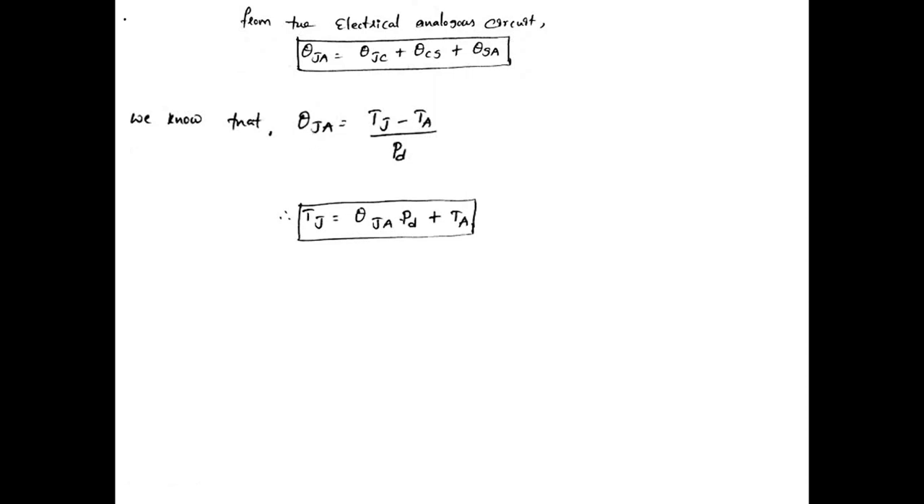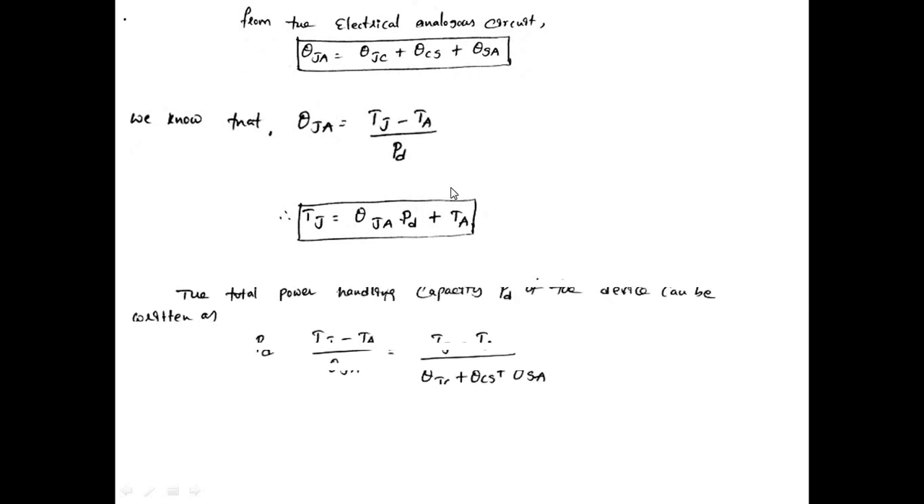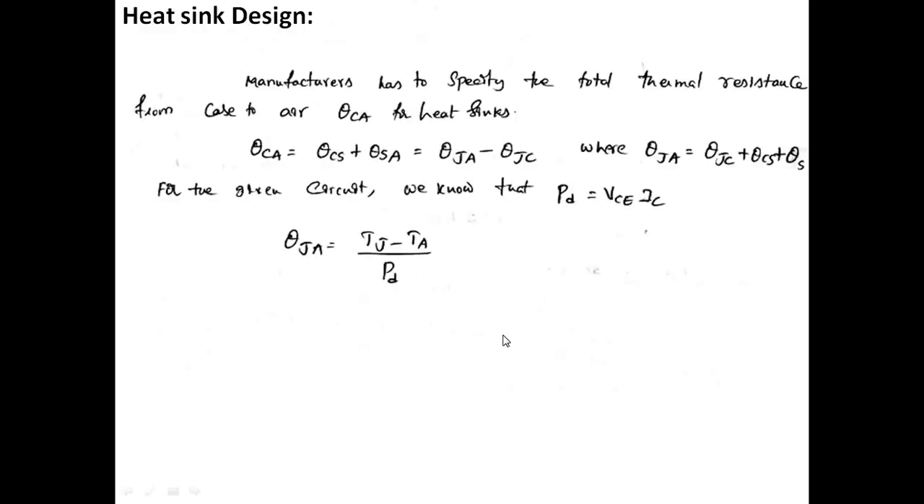The two points we are taking: the first point is the junction and the second point is the ambient. This is what we quoted in the earlier slide. From this diagram we can rewrite the formula for Tj, which is equal to theta Ja into Pd plus Ta. Now the total power handling capacity Pd of the device can be written as (Tj minus Ta) divided by theta Ja. We know theta Ja is equal to theta Jc plus theta Cs plus theta Sa.